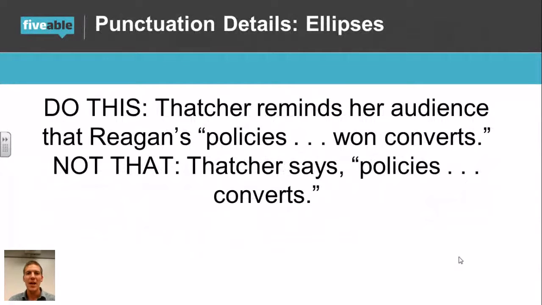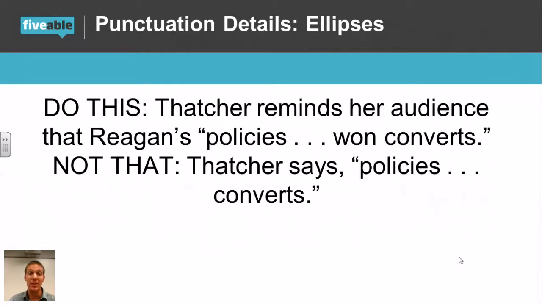Let's look at how this works. Thatcher reminds her audience that Reagan's policies won converts. If you hear that out loud, you do not know that I used an ellipsis. You don't even know that I embedded the quote, right? That sounds like me as the writer. I pulled this from another sample essay. Thatcher reminds her audience that Reagan's policies won converts. Now, here's what a lot of people do. A lot of students love the ellipses because they're like, okay, I'm going to get all of this down. I'm going to just show my reader that I'm quoting this whole big section. But don't do that. Don't write like this.